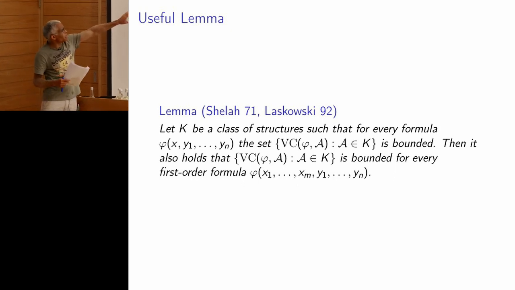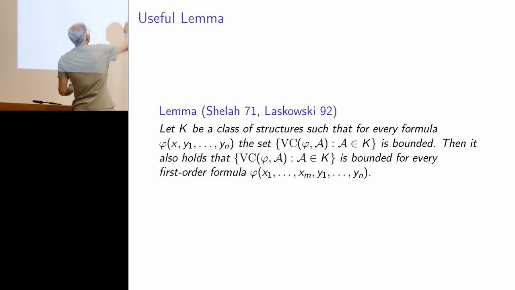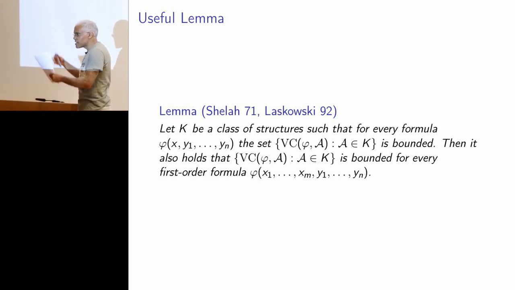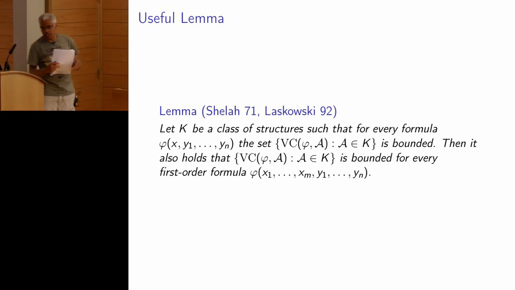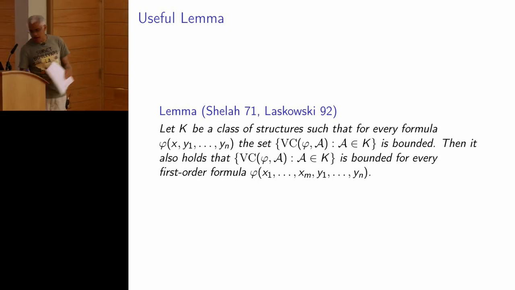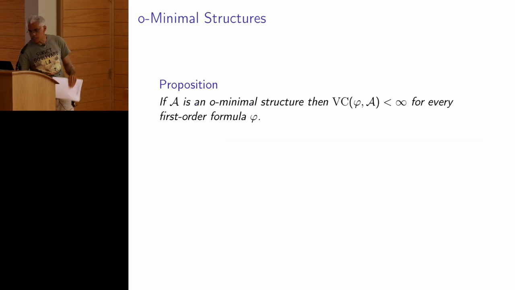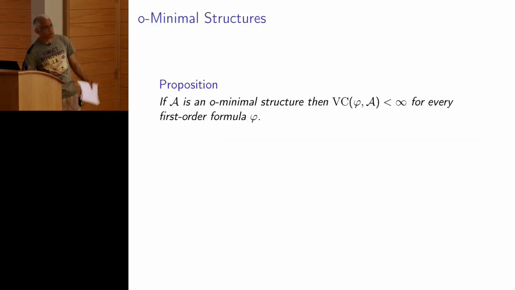Then for free, I get a bound on the VC dimension of the set of m-tuples for every m. So the bound is horrible, but I have that. So that means if I'm trying to bound VC dimensions, I can just care about one-tuples. So just to give you an example of a proposition that just uses this theorem.